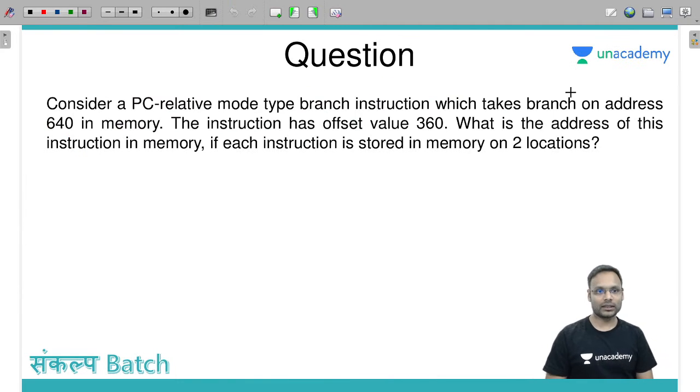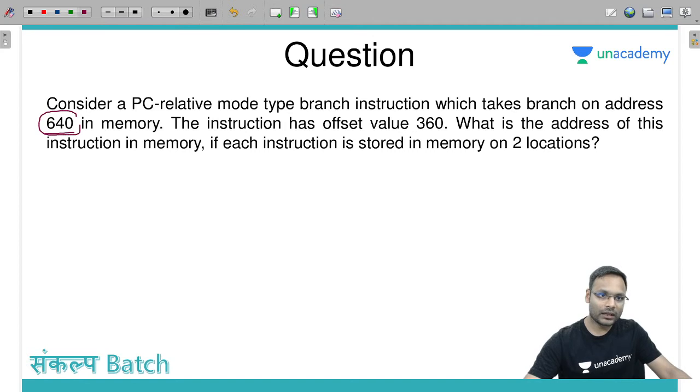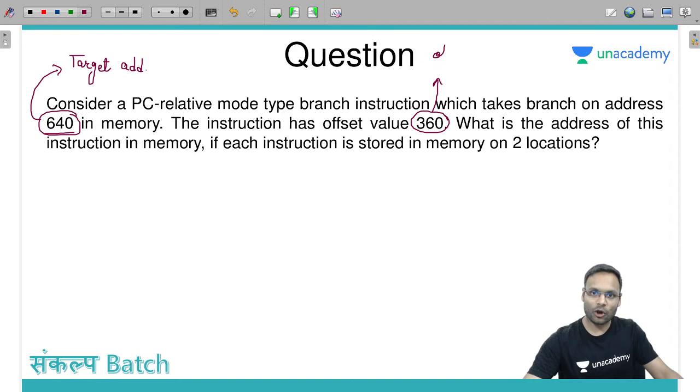Let's now solve a question. Consider a PC relative mode type branch instruction which takes branch on address 640. Takes branch on 640 means this is the target address where the jump is taken. The instruction has offset value 360. Fine. So this is the offset or the relative location. What is the address of the instruction if each instruction is stored in the memory on two locations?